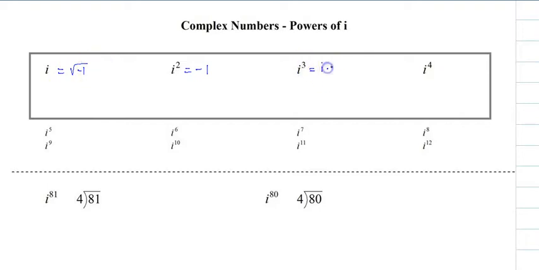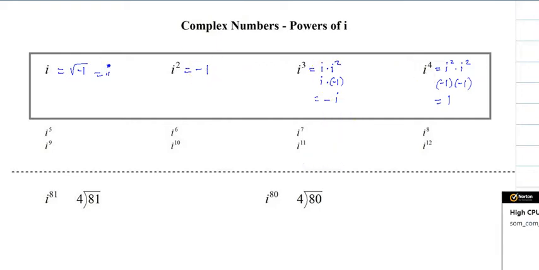Well, that's just i times i squared. And so that would be i times negative 1, which is negative i. And i to the fourth would be i squared times i squared, which is negative 1 times negative 1, which is 1. So i to the first is i, basically. And then i squared is negative 1, i cubed is negative i, and i to the fourth is 1.